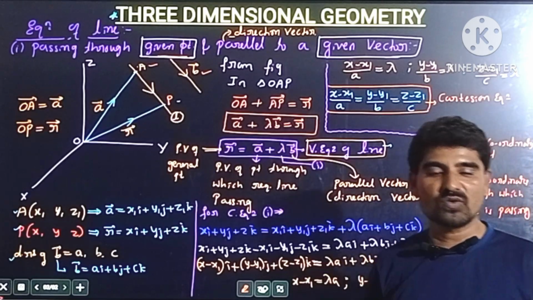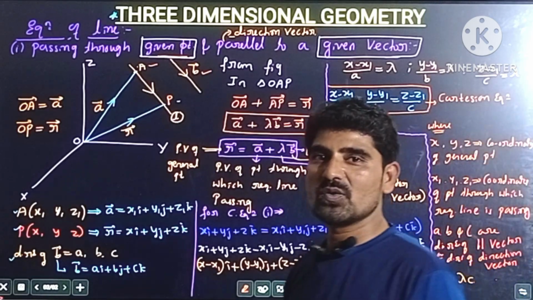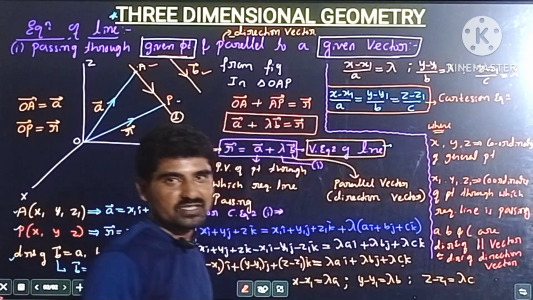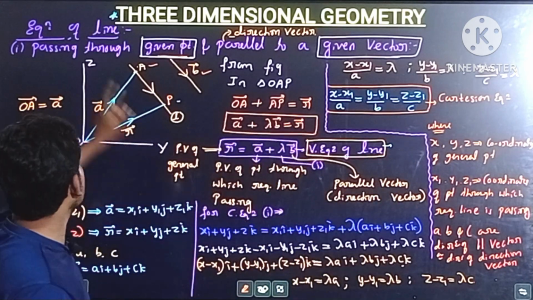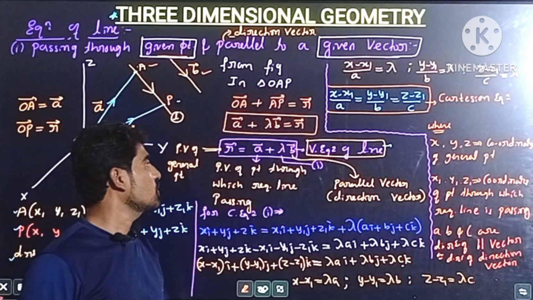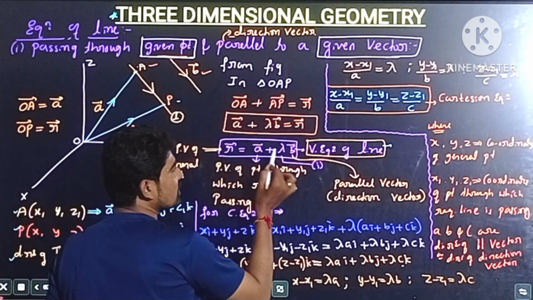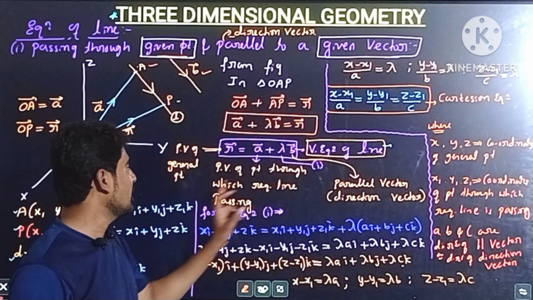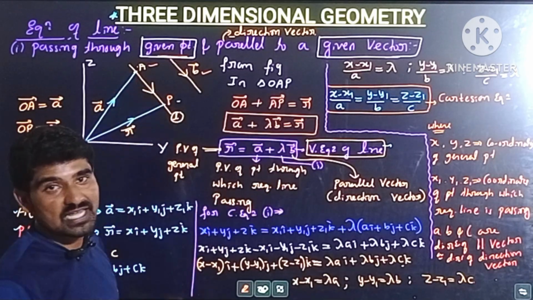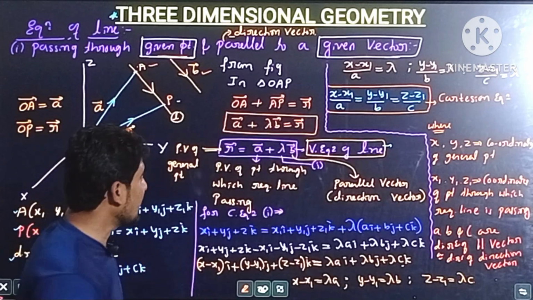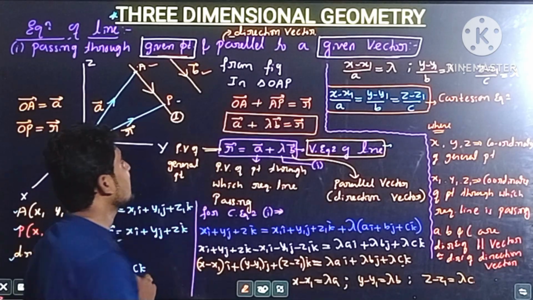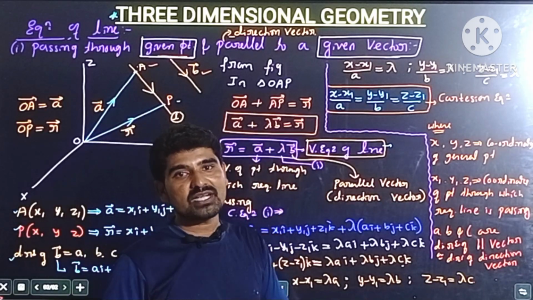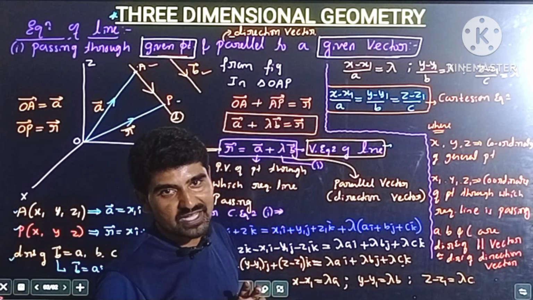Equation of a line that passes through a point and is parallel to a vector: its vector equation and Cartesian equation. So the vector equation of the line passing through the given point and parallel to the given vector is r vector equals a vector plus lambda times b vector, where a vector is the position vector of the point through which the required line is passing, r vector is the position vector of the general point on the line, and b vector is the parallel vector or direction vector of the required line.